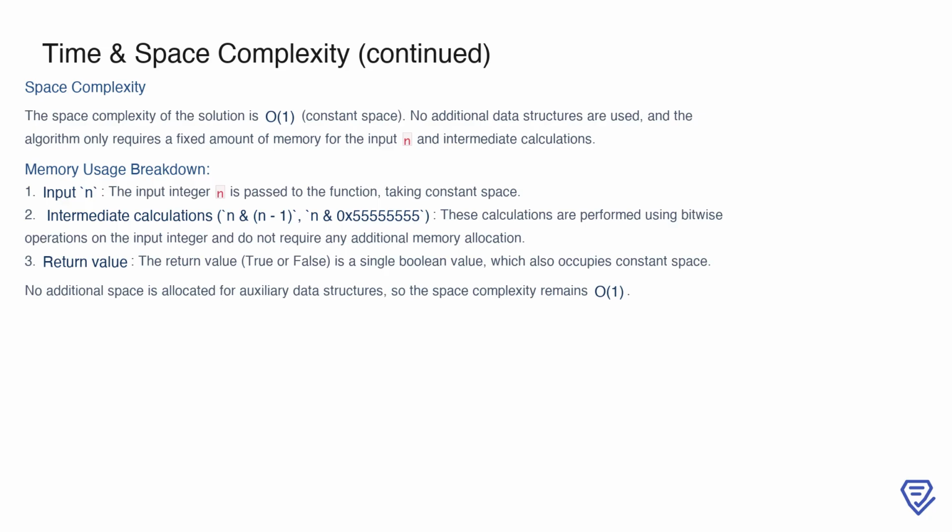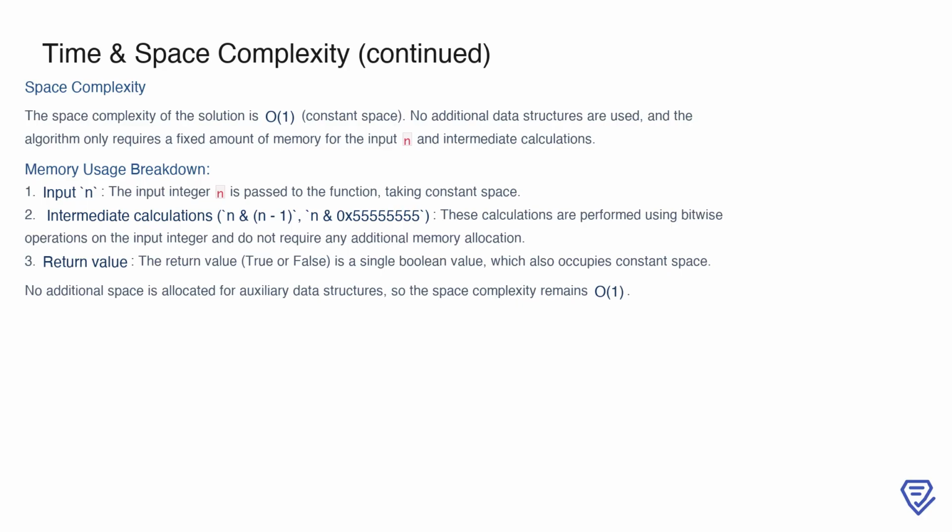The space complexity of this solution is O(1), meaning it uses a constant amount of memory regardless of the input size. First, the input n is passed to the function, which occupies a fixed amount of space. The intermediate calculations, such as n & (n-1), and n & 0x55555555, involve bitwise operations performed directly on the input integer without requiring additional memory allocation. These calculations are done in place, leveraging the existing storage for n.